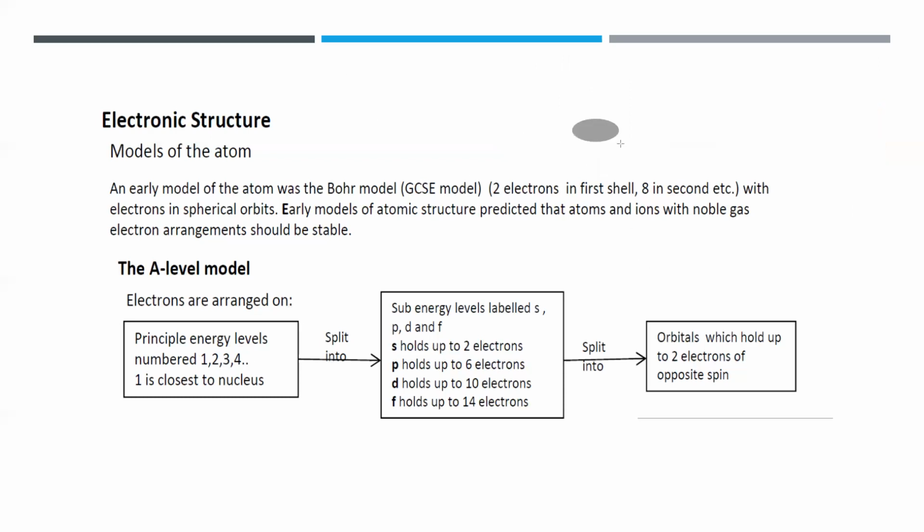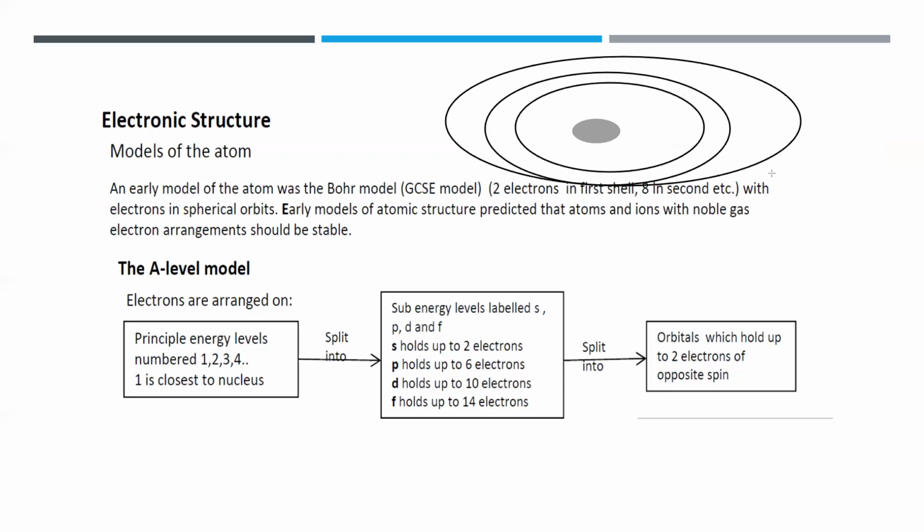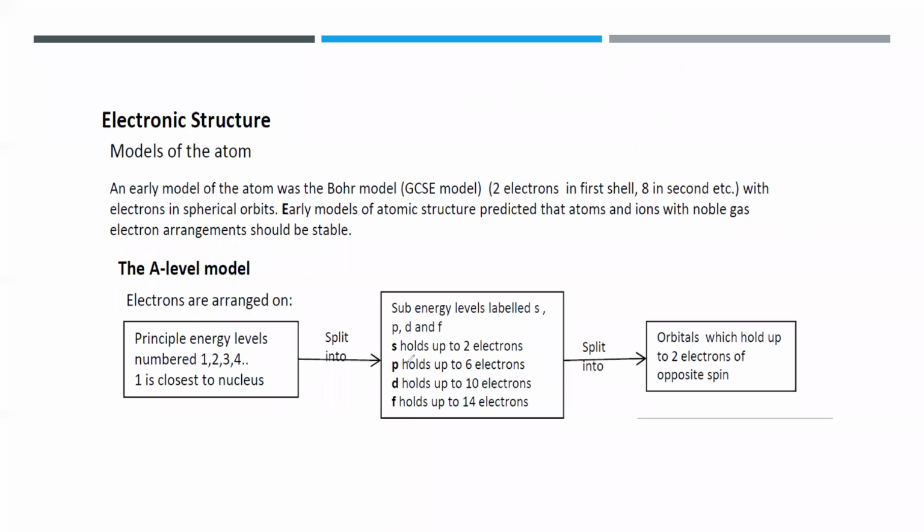So we have a nucleus, and this nucleus is surrounded by the region of the shells. And these shells, like this one is the first shell, second shell, third shell, fourth shell. These shells are further divided or split into sub-energy levels or subshells. What are the subshells? The subshell can be S, it can be P, it can be D, or it can be F. So S, P, D, F are actually the subshells.